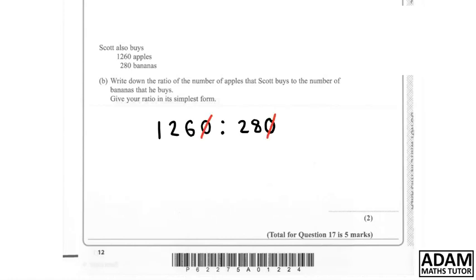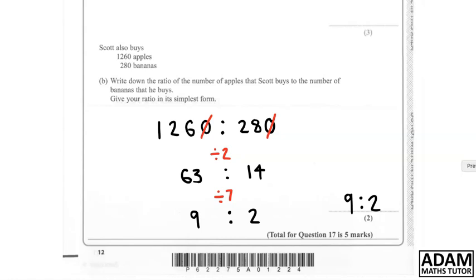Straight away I can get rid of these zeros by dividing both sides by 10. Then because both of these numbers are even, I'm going to divide by 2. 126 divided by 2 is 63. 28 divided by 2 is 14. Now I can spot that both of these are in the 7 times table. 63 divided by 7 is 9, and 14 divided by 7 is 2. This can't be simplified any further, so the final answer is 9 to 2.